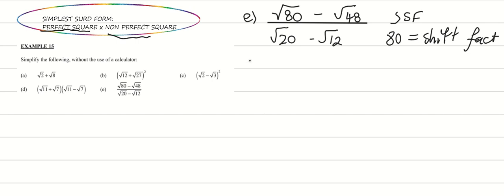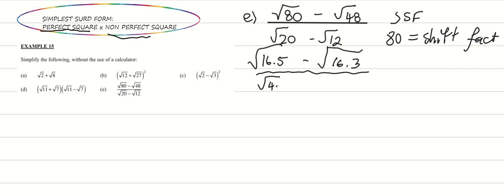So we start with 80. We have 16 and 5. Then we go to 48, which we can write as 16 and 3. Just bear with the nice handwriting. Then we go to 20, which we can write as 4 and 5. And lastly, we go to 12, which we can write as 4 and 3.